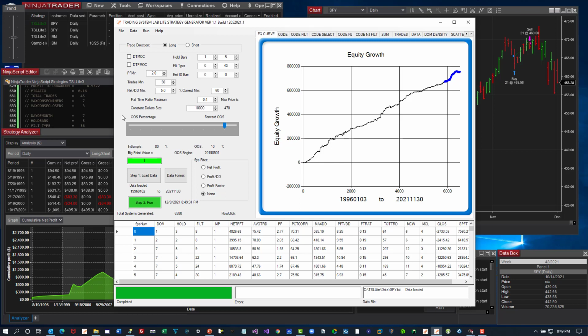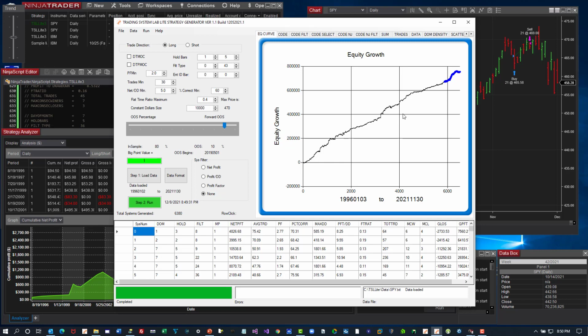filters. Now, what do I mean by the filters? Well, I've only accepted systems that have a profit factor of 2 or greater, have 30 or more trades, have a net to drawdown of 5 to 1 or greater, have 60% accuracy or greater, and a flat time of no more than 0.4. It's a pretty high flat time that I'm willing to accept.